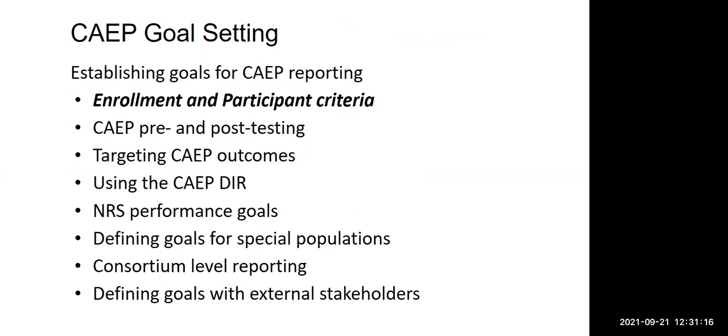We've got some different ways within CAEP reporting to look at this concept of goal setting. These are just ideas. There are many, many other ways you could do it, but these are the specific ideas we'll touch on. First is looking at enrollment and participant criteria. We put that one in bold because it's very clear that's one everybody's going to have to address whether you like it or not.